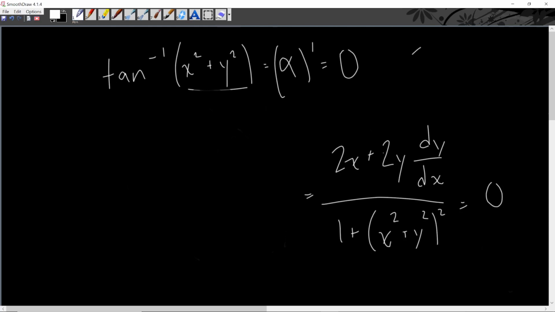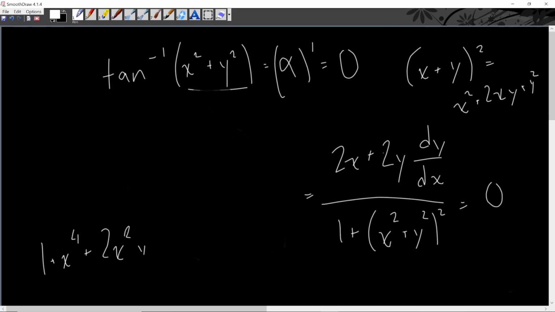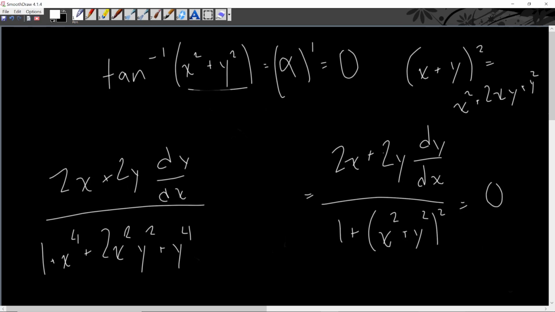Let's first use our algebra. We know that x plus y squared equals x squared plus 2xy plus y squared. So if we have x squared and y squared instead of x and y, it's going to be x to the power of 4 plus 2x squared y squared plus y to the power of 4 all under 2x plus 2y dy dx. That's going to be equal to 0. Actually, I'm not sure if that's the simplest way to solve this. Let me think for a second.